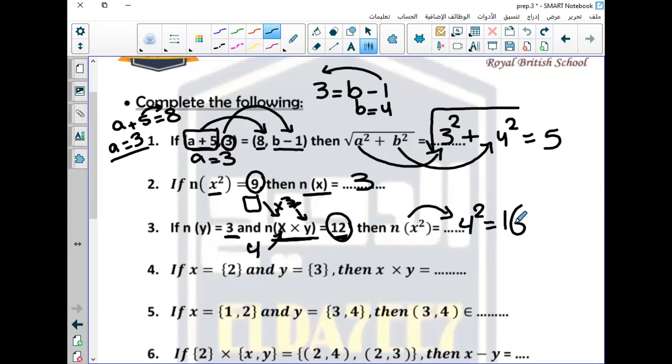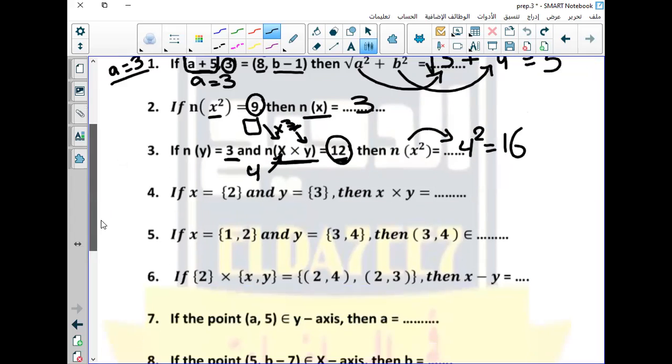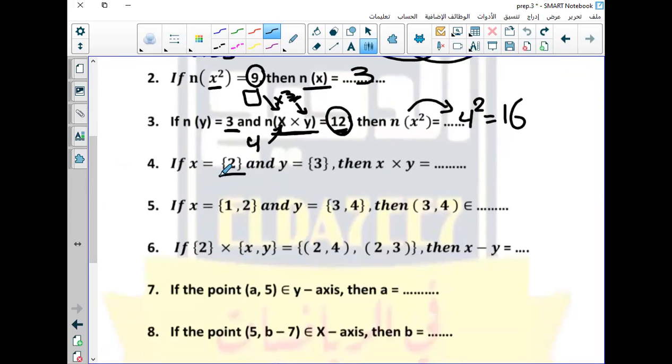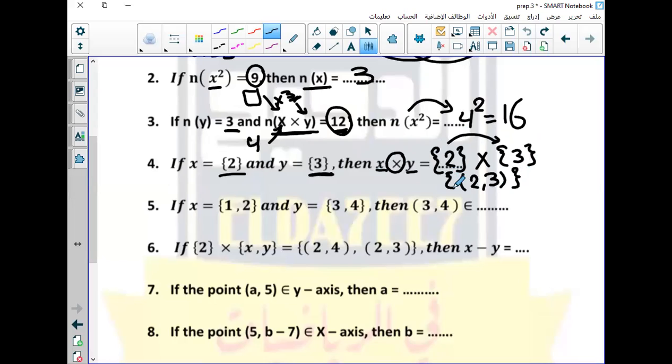Number 4: if x equals 2 and y equals 3, the Cartesian product between x and y will be equal to 2 times 3, which equals 2 with 3, the ordered pair between brackets of a set. Okay.